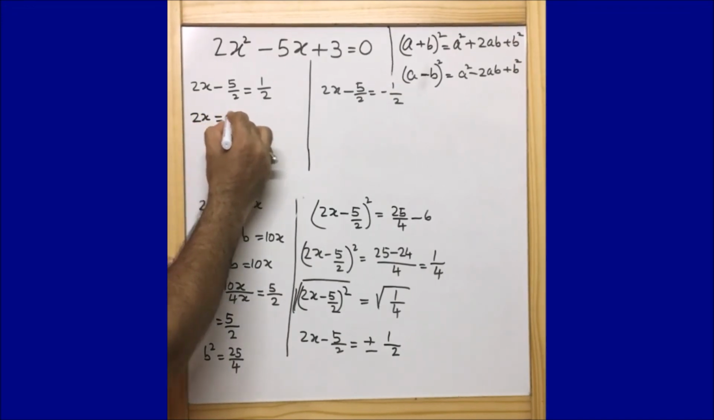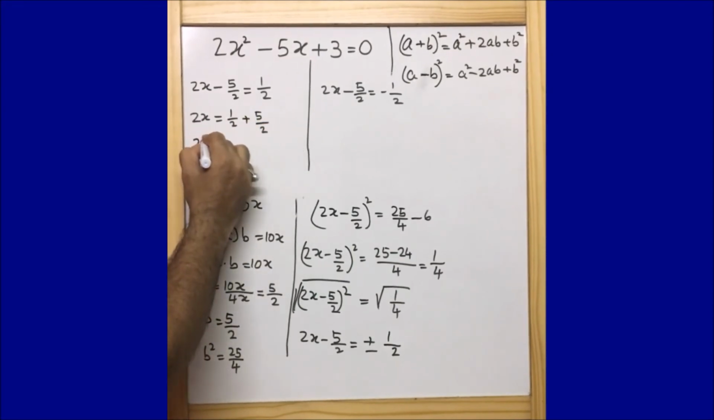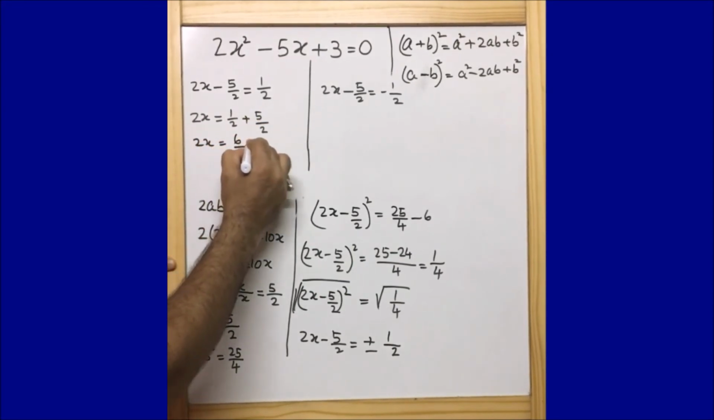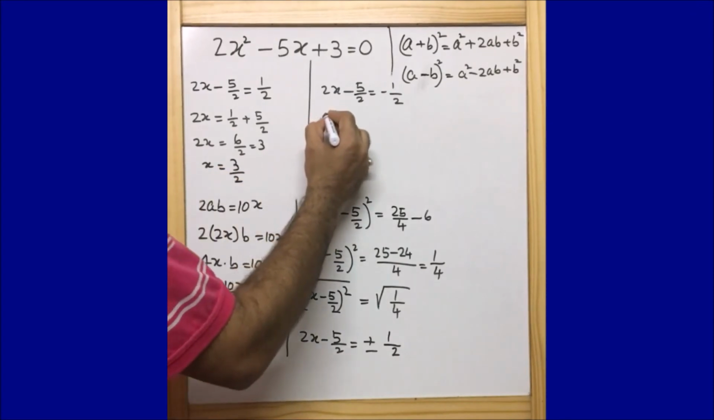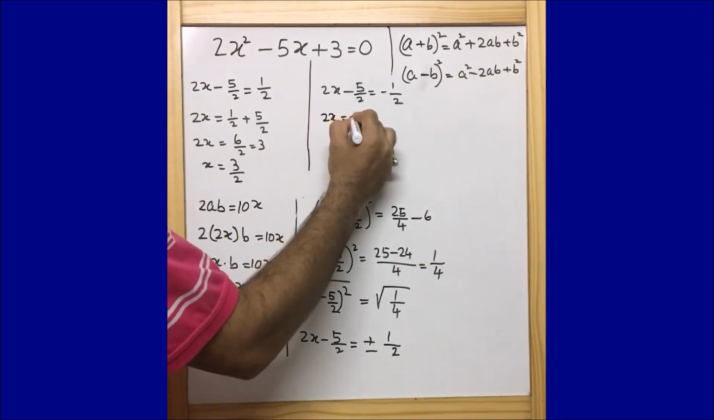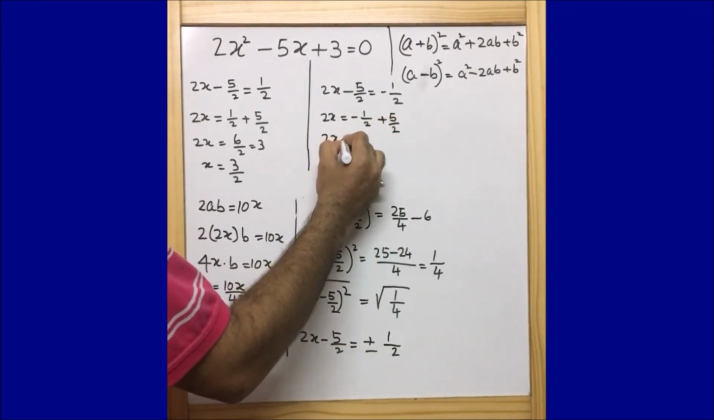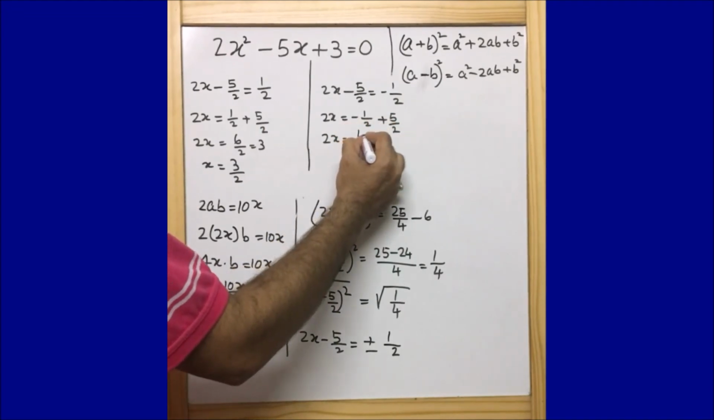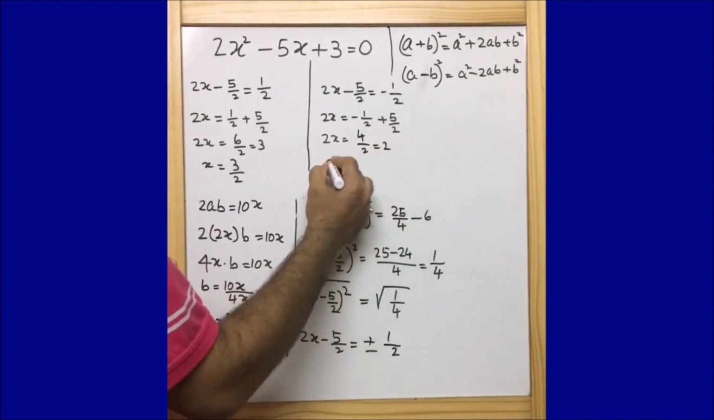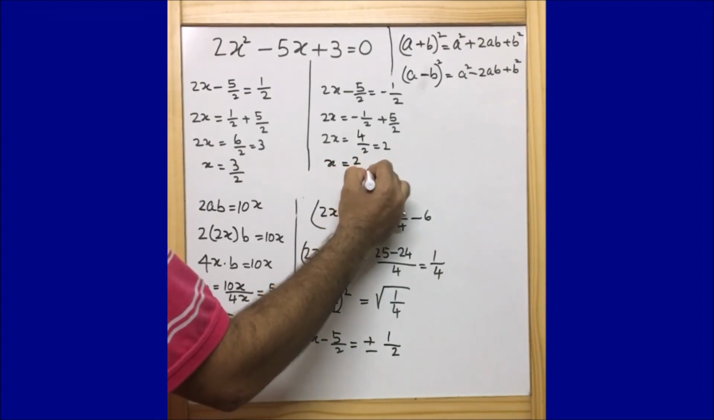So I can write 2x is equal to 1 by 2 plus 5 by 2, or 2x is equal to 6 by 2, that is equal to 3, so x is equal to 3 by 2. This is one. Here 2x is equal to minus 1 by 2 plus 5 by 2, so 2x is equal to minus 1 plus 5, which is 4 by 2, that is equal to 2. So x is equal to 2 by 2, that is equal to 1.